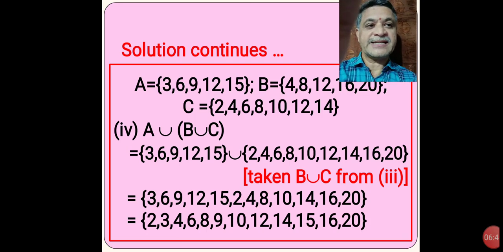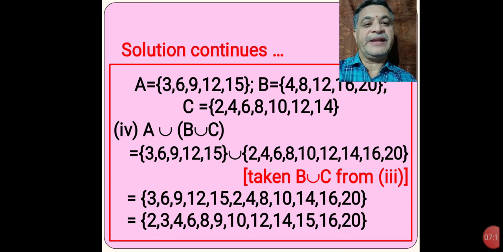Already A, B, C sets are there. A union (B union C). Now we take B union C from the previous answer. Already we calculated B union C. So write A: 3, 6, 9, 12, 15, and union of what we already calculated in question number 3, B union C. We take it as granted. So that is 2, 4, 6, 8, 10, 12, 14, 16, 20.